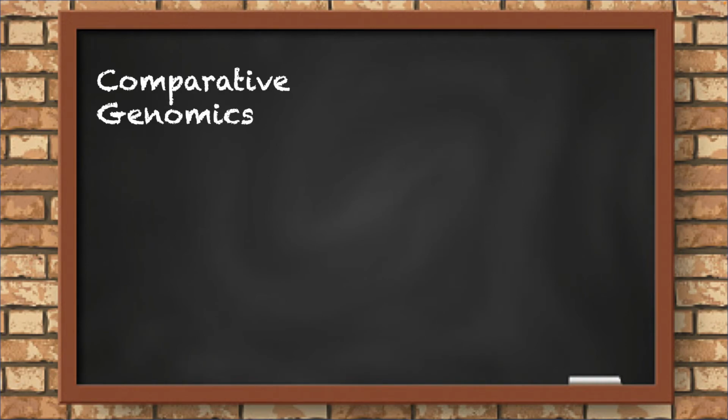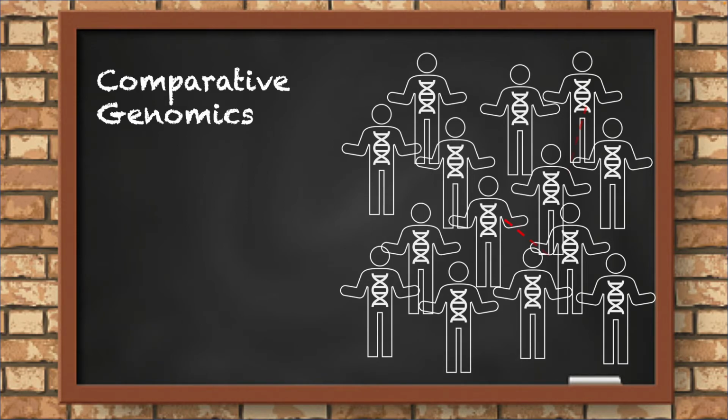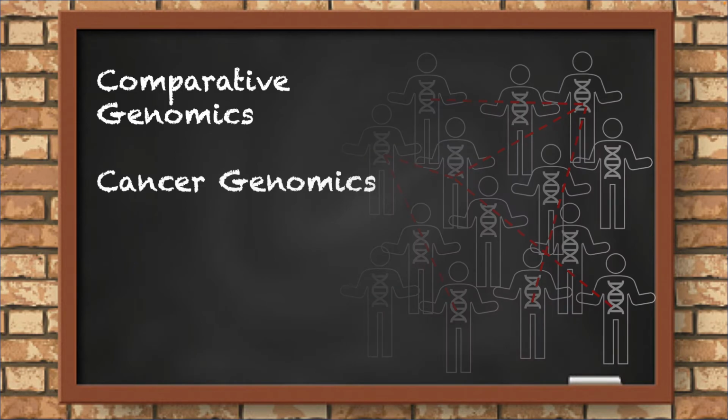In comparative genomics, using the complete DNA sequences from dozens, hundreds, or even thousands of individuals, researchers can link specific variations in DNA sequences with diseases, predispositions to cancers, or variations on how individuals metabolize medicines.